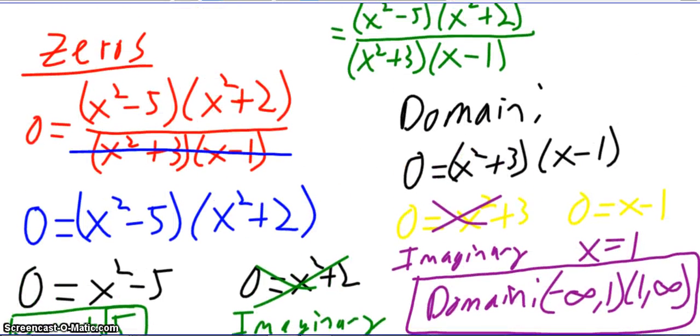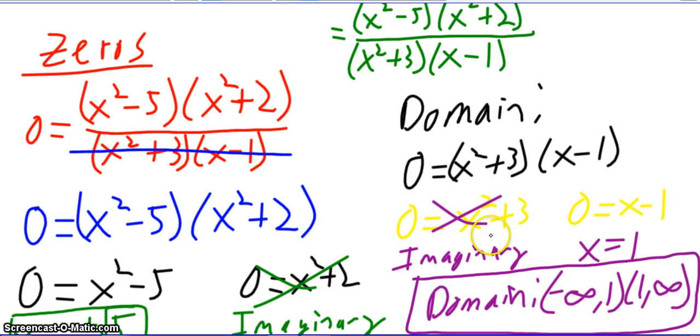Now, what about the domain? Well, the domain, remember what we're looking for is where does the function not exist? So in this case, where is the denominator going to equal 0? So I set the denominator equal to 0. So 0 equals x squared plus 3 times x minus 1. Zero product property tells me 0 equals x squared plus 3 and 0 equals x minus 1.